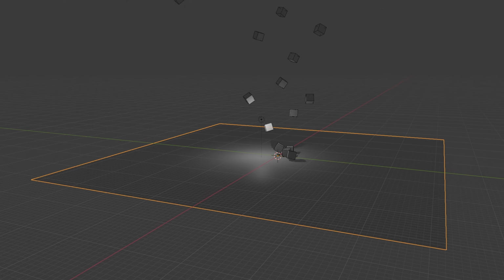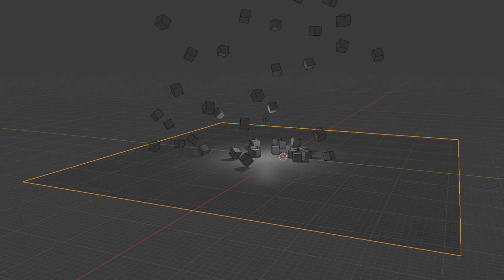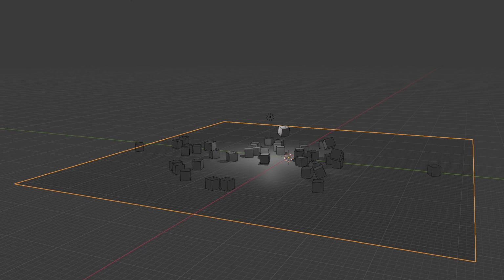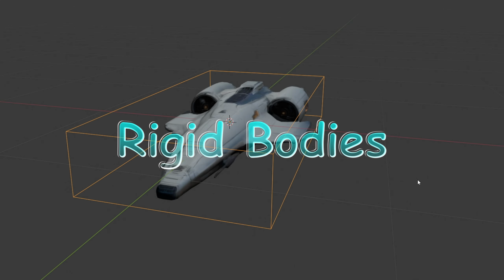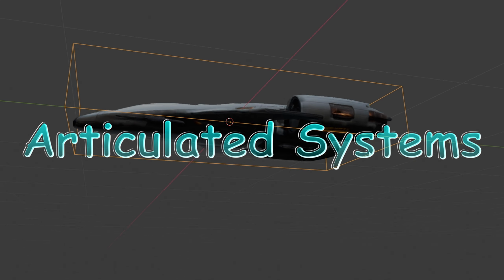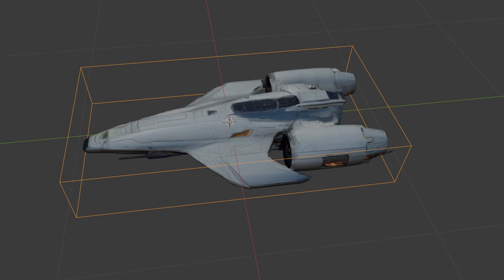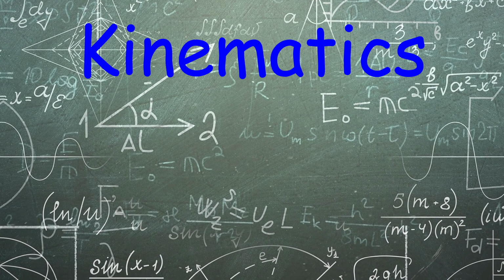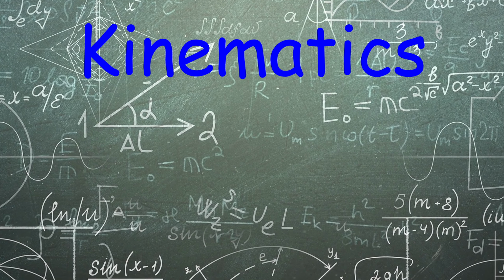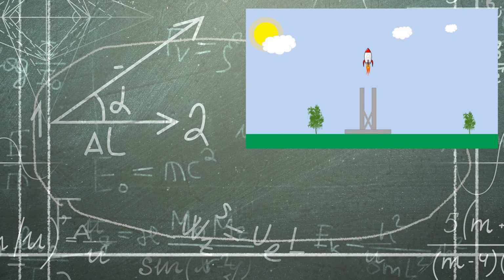As the series progresses, we'll evolve beyond this simplified model and explore more complex ways to represent physical bodies, including rigid bodies, collision volumes, and articulated systems. Let's start by studying a few basic concepts in the field of kinematics, which is the study of motion in the absence of forces. You can think about it as the mathematics of motion, and it helps us analyze systems of objects and predict where and when they will move.